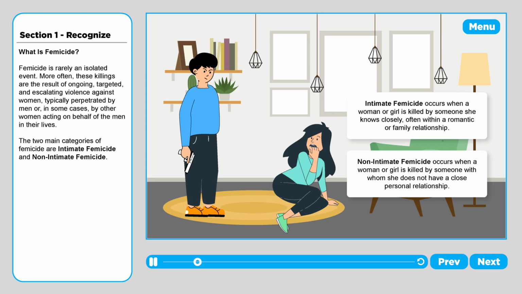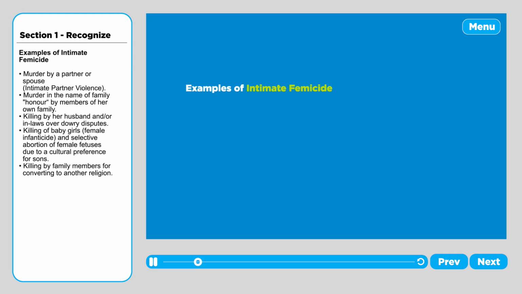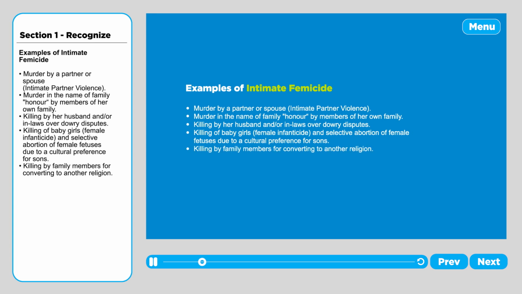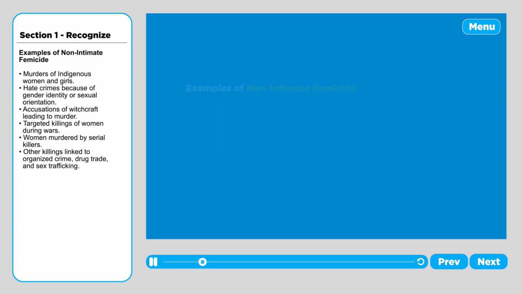Examples of intimate femicide: murder by a partner or spouse, intimate partner violence; murder in the name of family honor by members of her own family; killing by her husband and/or in-laws over dowry disputes; killing of baby girls, female infanticide, and selective abortion of female fetuses due to a cultural preference for sons; killing by family members for converting to another religion.